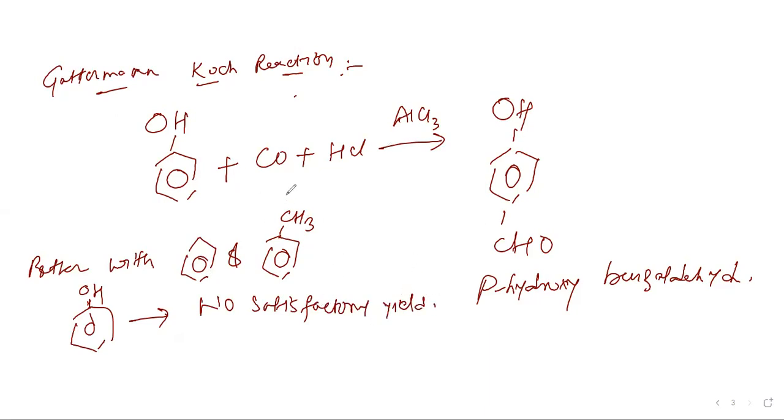Just remember the mechanism of Gattermann aldehyde synthesis, and the Gattermann-Koch reaction is different only with respect to one of the reactants, which is your HCN. In place of HCN, we will take carbon monoxide, right? I hope this is clear.